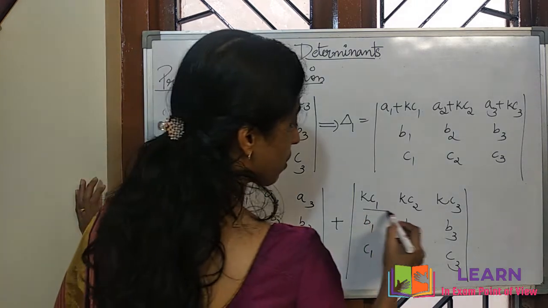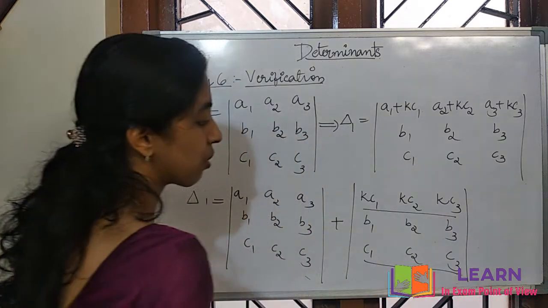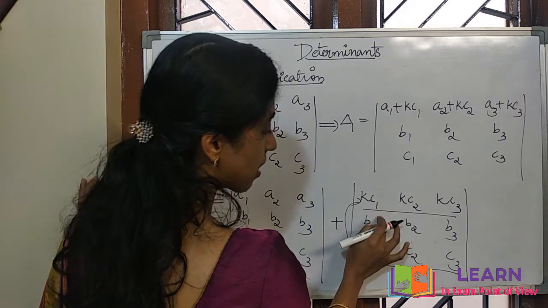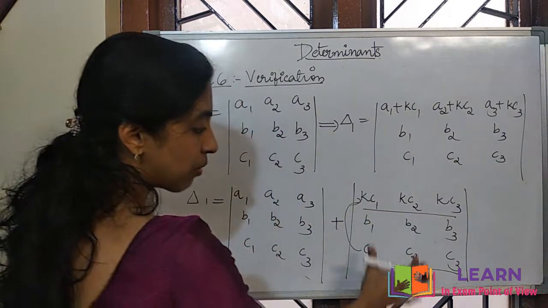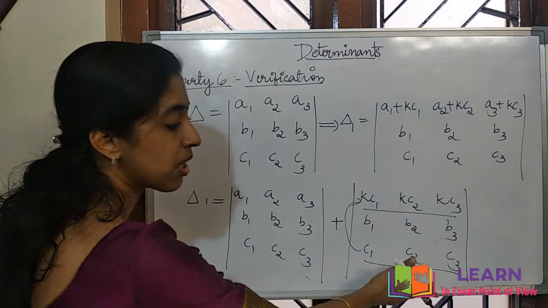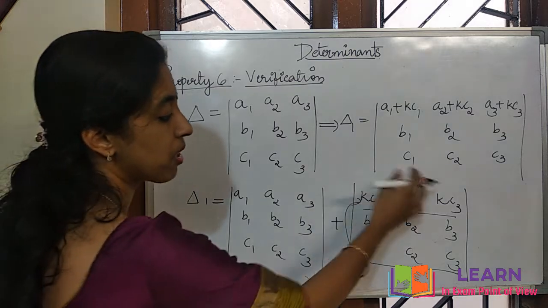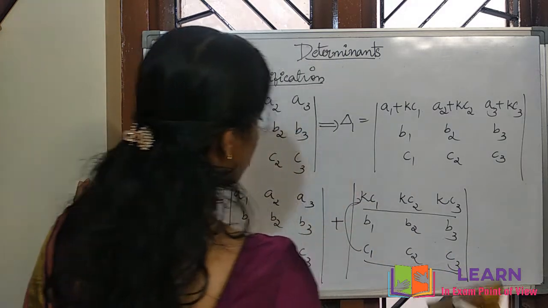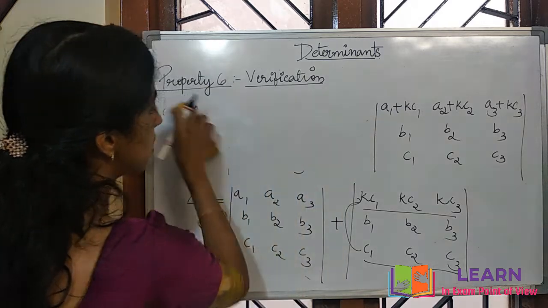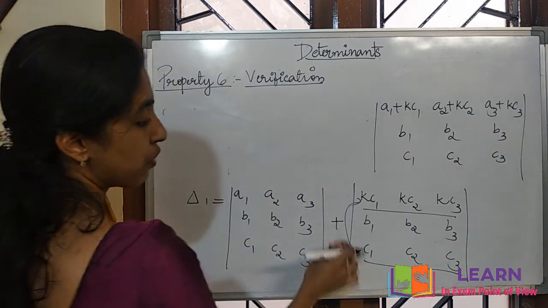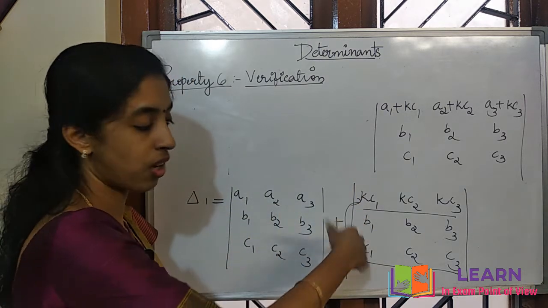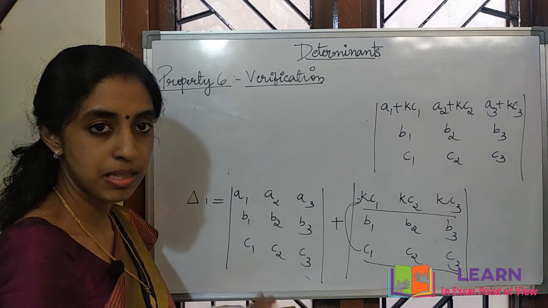Now just check the first row and the third row. These are proportional, correct? If we take this k outside, we will get C1, C2, C3. That means if two rows are the same or proportional, the value of the determinant will be 0. So this determinant is actually 0. How? If two rows or two columns of a determinant are the same or proportional, then the value of the determinant will be 0.